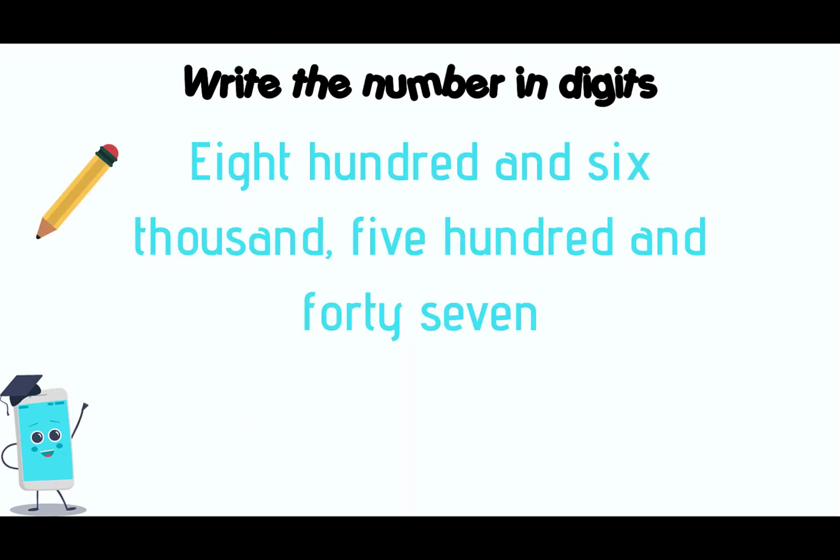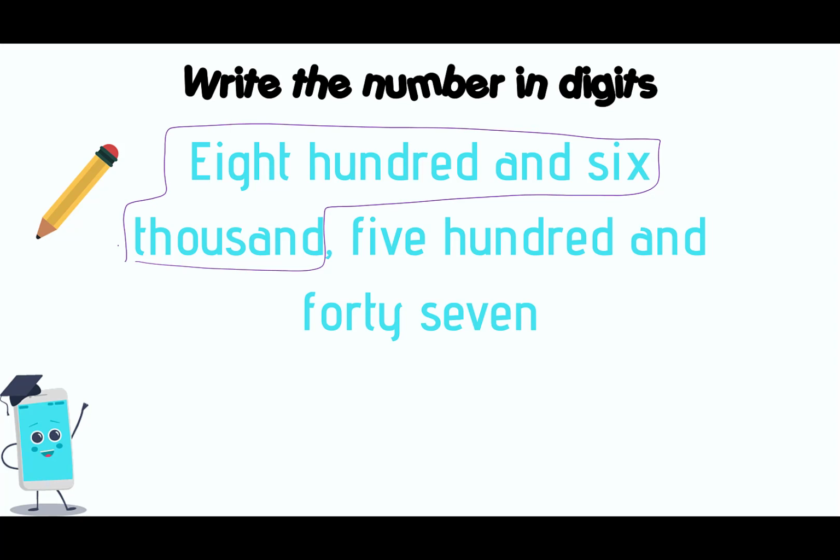If I didn't have a place value chart, I might try and separate my thousand bit. 806. So I'm going to write 806. When I get to my word thousand, I'm going to use the separator to replace the word thousand. And then I've got 547. So I'm just going to write 547. So that's a shortcut on how to write a number in digits.